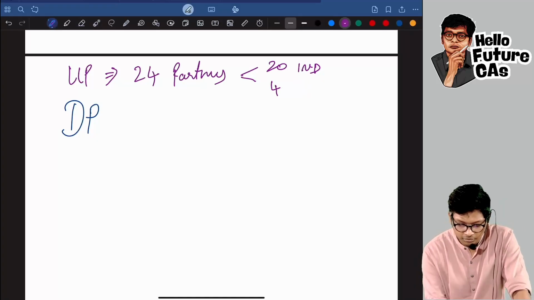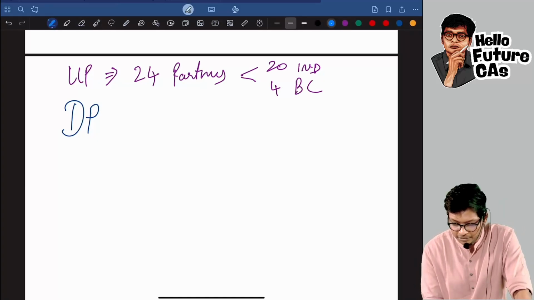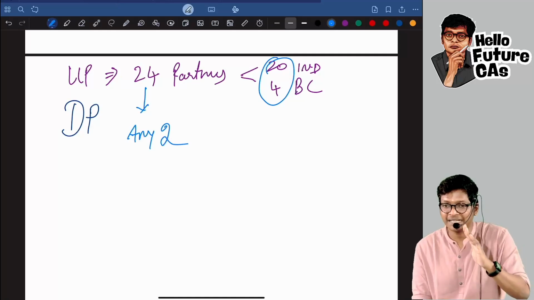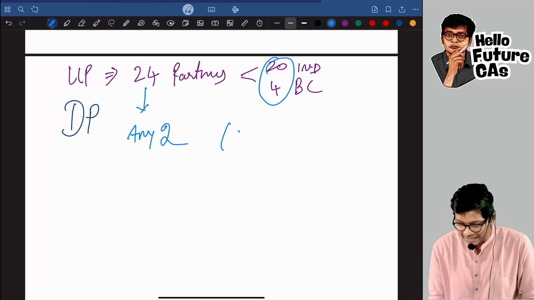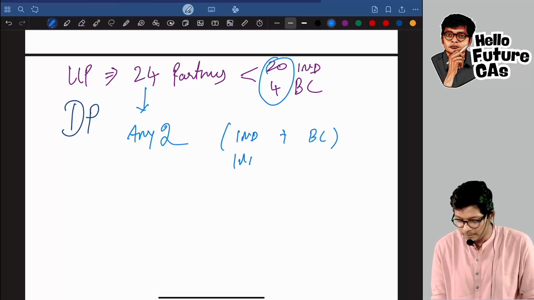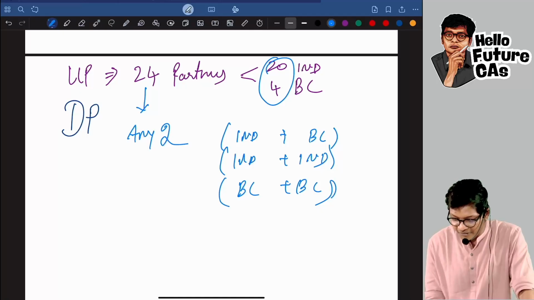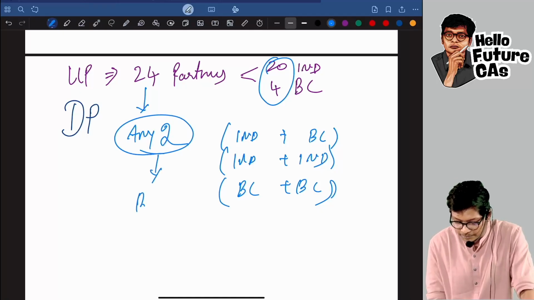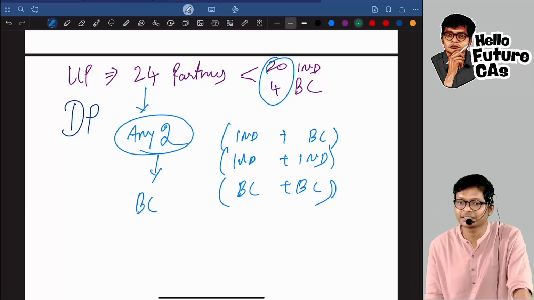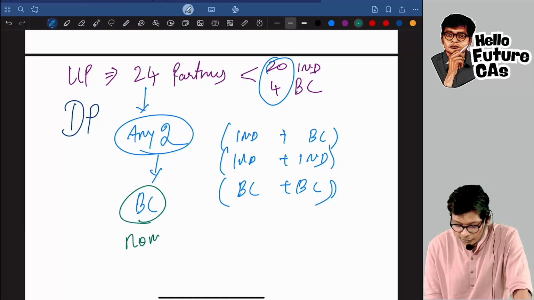4 are body corporates. Now in this 24, who should be designated partner? Any 2 from this 24, of the LLP's choice. It can be one individual and one body corporate. It can be both individuals, or it can also be body corporate plus body corporate. Are you getting it? But if I am keeping both the 2 as body corporate, then what should I do, guys? Both body corporates should appoint a nominee.